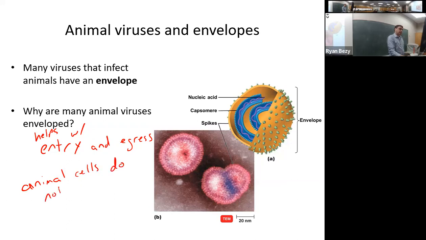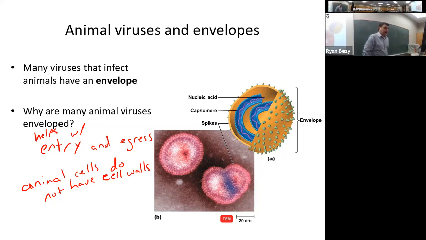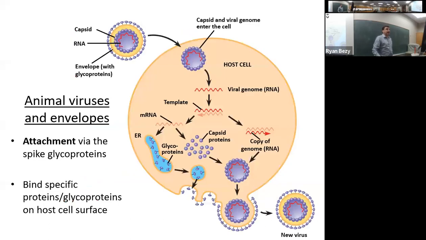do not have cell walls. So because animal cells don't have cell walls, this actually makes having an envelope really help viruses both enter the cell and exit the cell. So in the case of animal viruses, again, they tend to be enveloped. Not always, but a lot of them are enveloped.